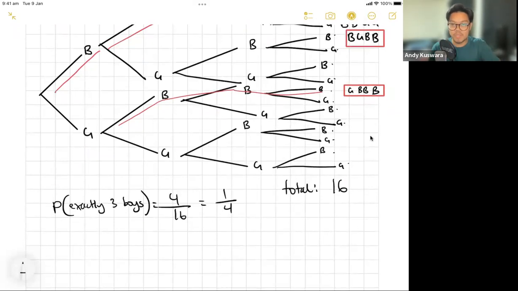Hopefully that helps you guys with multi-stage events. Again, I can't stress enough, draw a diagram, use a tree, use a table, either one, I don't care. Just pick one and go for it.